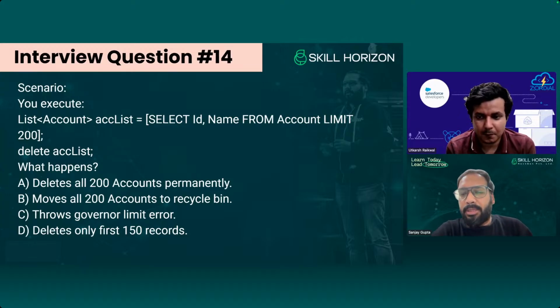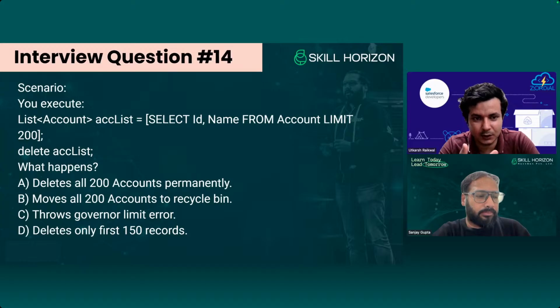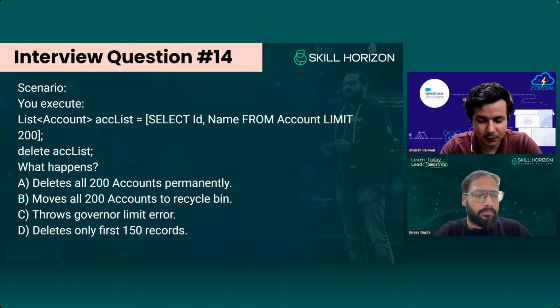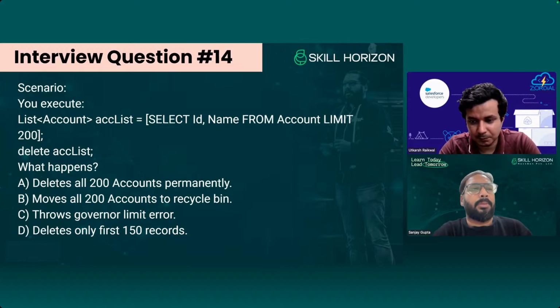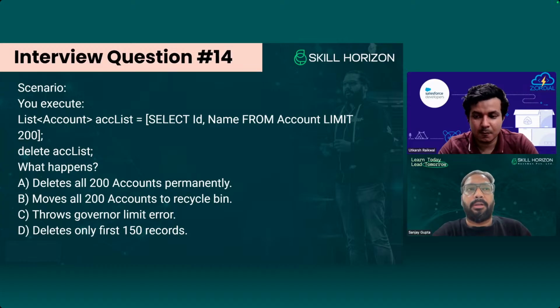Okay, I got the answers. Amit is saying B, Shrikant is saying B, Ariel is saying B, Jogesh is also saying B. Yes, Utkarsh. Yes, sir. This code is bulkified. All the accounts will be stored in the accList, and then the list is deleted in one statement. So B is the correct answer. It will move all 200 records to the recycle bin. There will be no governor limit error, because we are not executing DML 200 times. That's why it is correct.